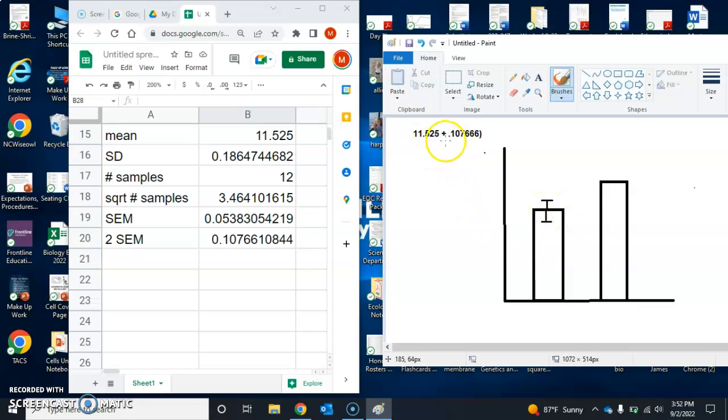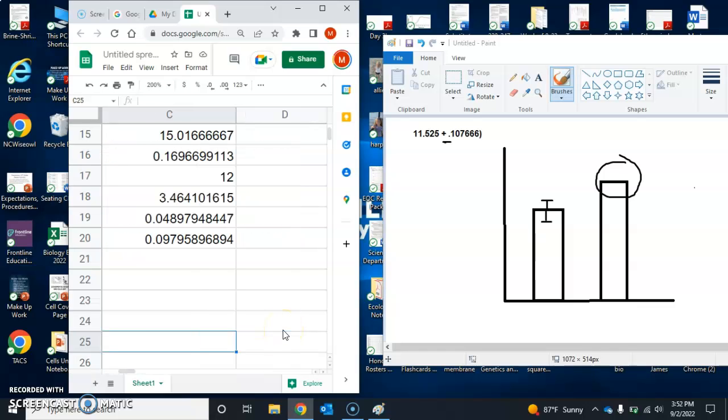So you'll do addition to know how tall it needs to be, and then subtraction to know how low it needs to be. And you'll do the same thing here, just instead you'll use the average that you calculated for the double stuffed Oreo, and then you'll use the 2SEM, which was 0.09795989 for those error bars.